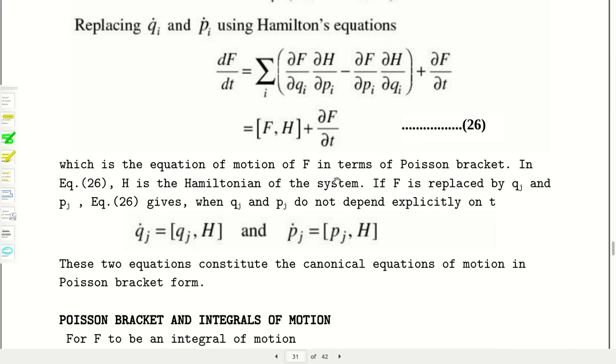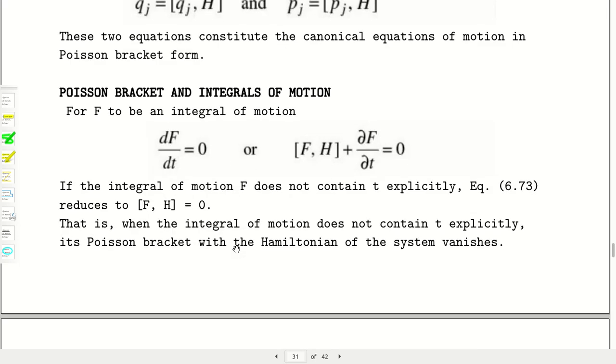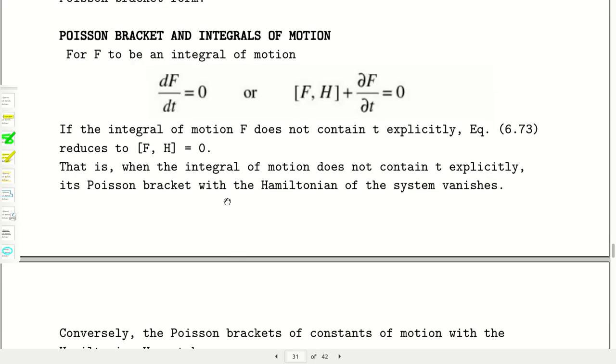So the form of equation 26 will be qj dot is equal to the Poisson bracket of qj comma H, and pj dot is equal to the Poisson bracket of pj comma H. So these are the new forms of Hamilton's equations of motion, or Hamiltonian canonical equations, which we know as qj dot is equal to ∂H/∂pj and pj dot is equal to minus ∂H/∂qj. In place of those, you can write the equations in terms of the Poisson bracket. So these are the mathematical things regarding the Poisson bracket.